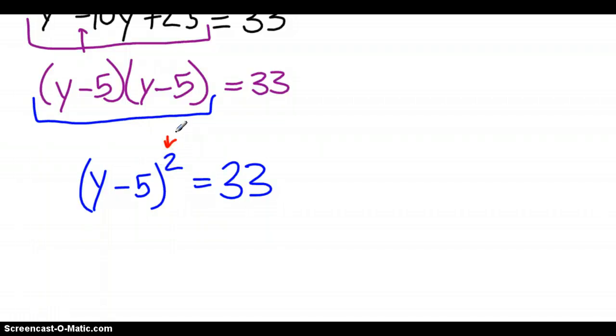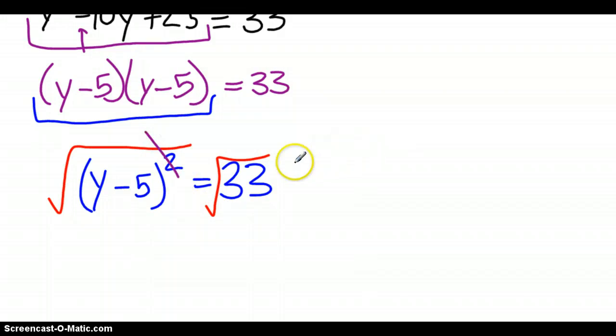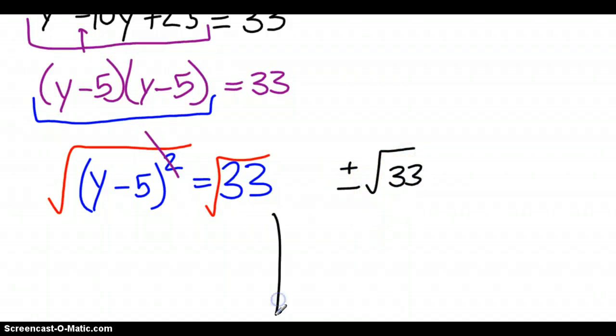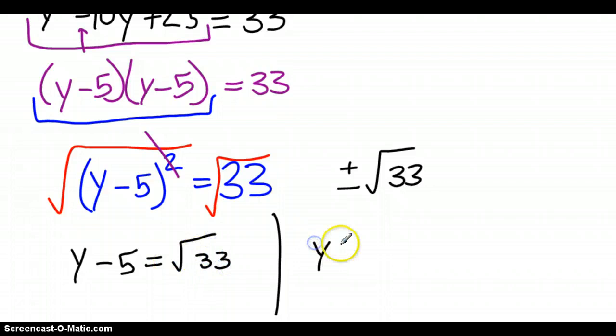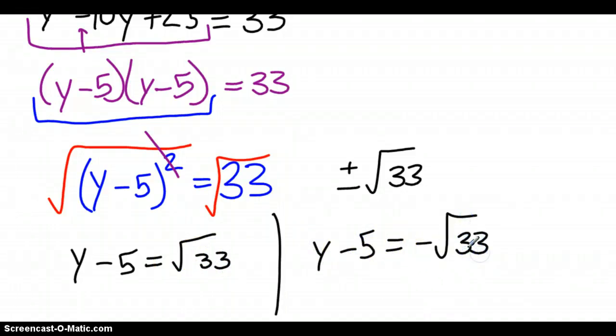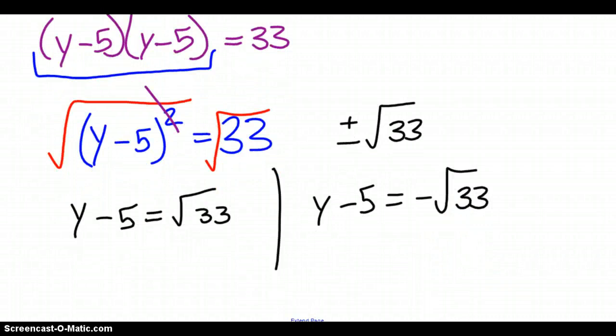What we have to do is understand that the square root is the opposite of having that quantity squared. Since these are opposite operations, they cancel out. Something important to remember, even though the square root of 33 is not a perfect square, we're still going to have to consider the positive case and the negative case, which tells us to set up two equations. We'll have y minus 5 is equal to a positive square root of 33, and y minus 5 is equal to a negative square root of 33. These are the equations that we'll have to solve.